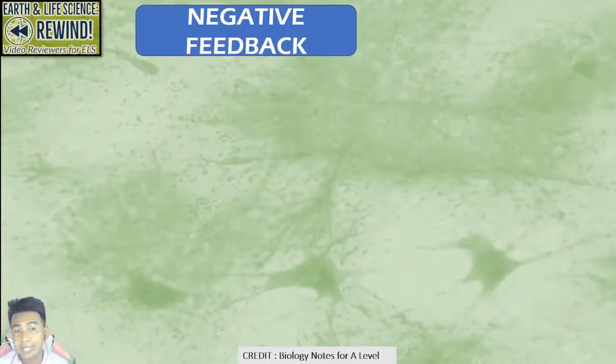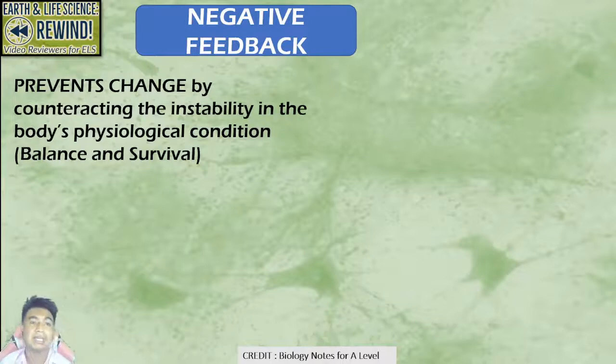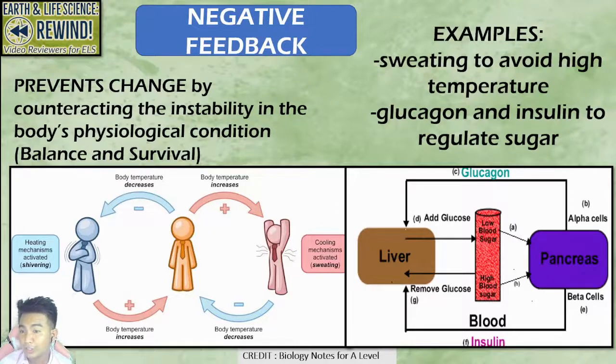Let's discuss negative feedback. It prevents change by counteracting the instability in the body's physiological condition. Examples of these are: if the factor for temperature is too high, the body counteracts it by sweating. If you have too much sugar in your blood, our body secretes hormones in order to balance it and to convert it into fat. So negative feedback is counteracting change.